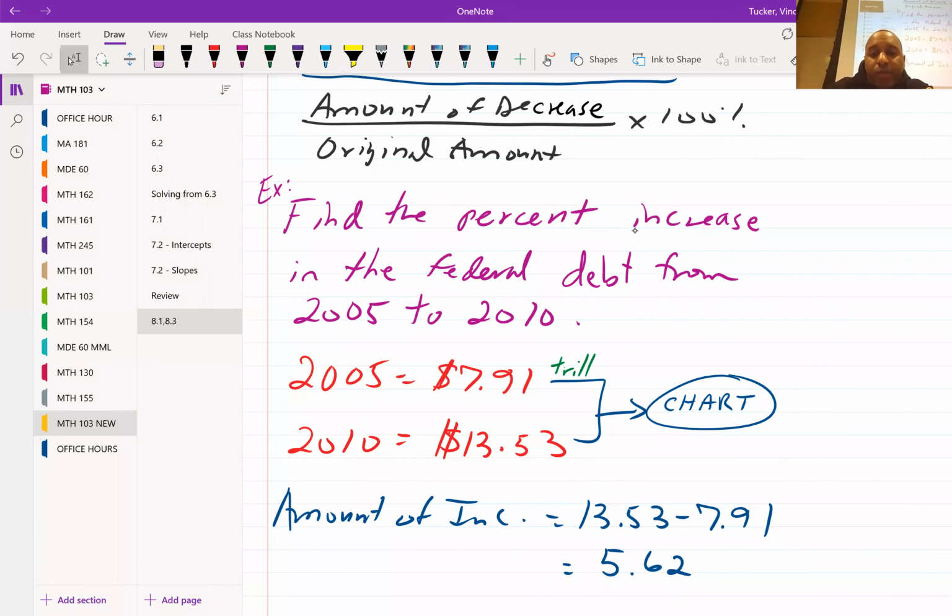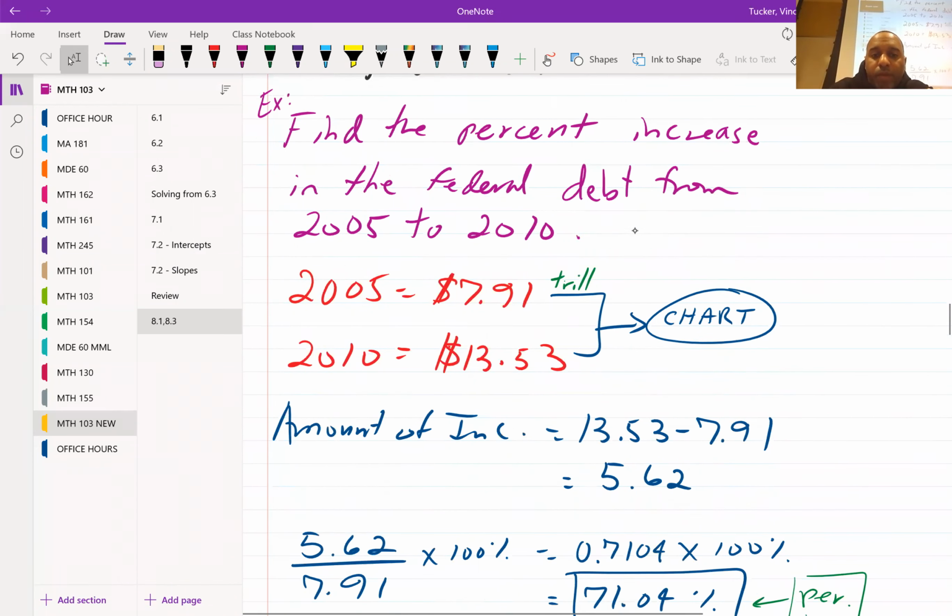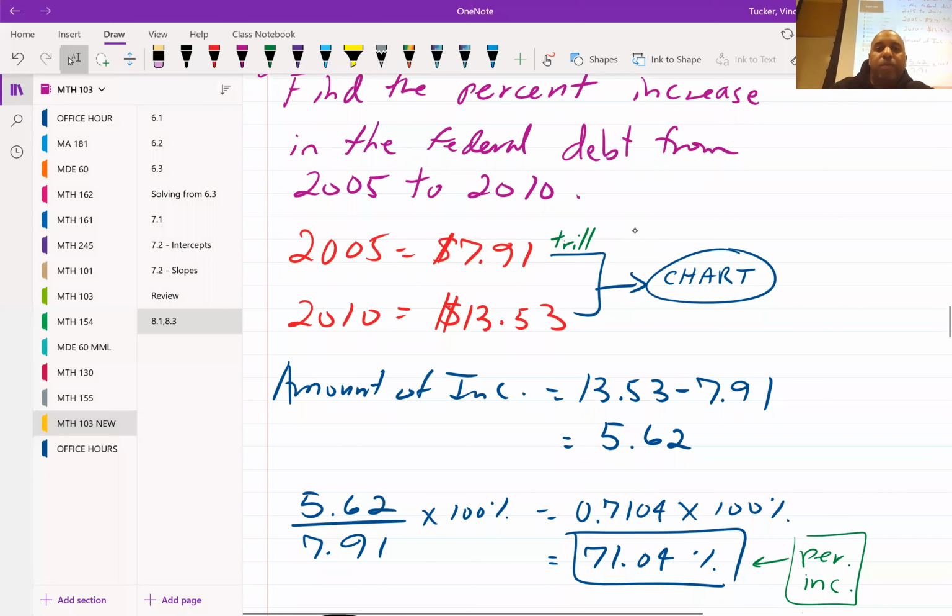So to find the amount of increase, we subtract the values and we get 5.62. Place that over the original amount, which was 7.91. Then we multiply that by 100. So dividing those two numbers gives us 0.7104, multiplied by 100, 71.04. So that's your percent increase.